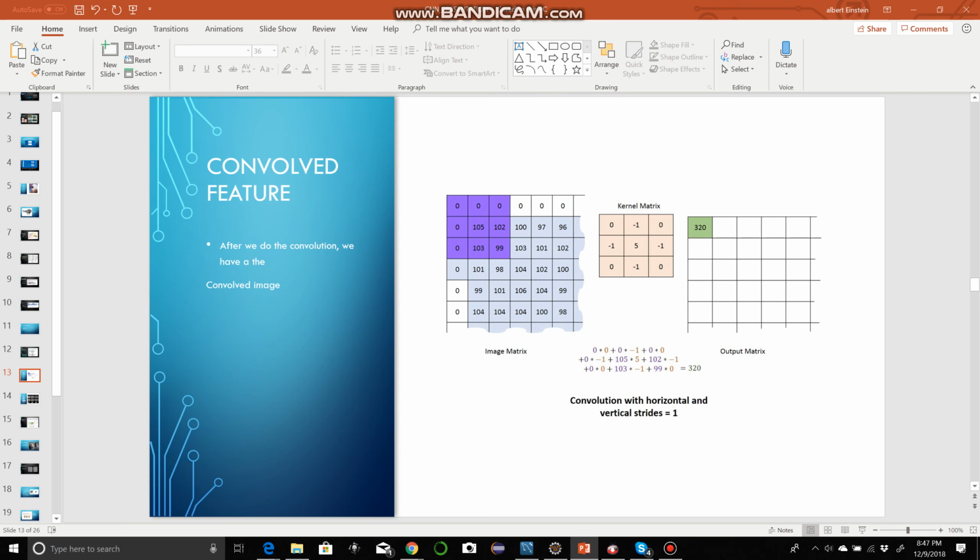What we're doing is matrix algebra, and you can see the equation here: 0 times -1 plus, we always use a bias, by the way, 105, which is here, times 5 plus 102 times -1, and essentially one of the products, when we output it, can be 320. You can see how, when we automate this, it will be much better than doing this by hand.